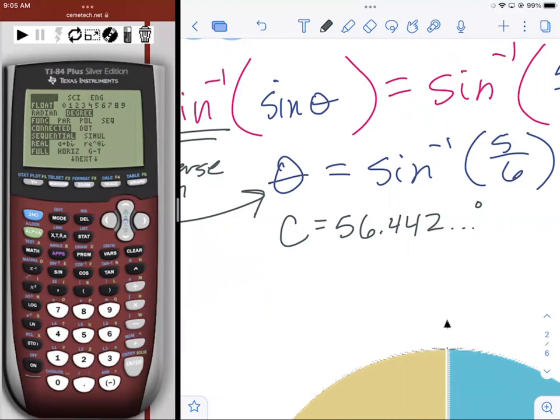Now we'll learn later on why it gives us that one. Because there are infinitely many angles that have sine of 5/6, right? They're all coterminal with each other. Coterminal angles have the exact same trig functions because they terminate at the same place. So of the infinitely many angles, how is the calculator supposed to know which one we want? It's always programmed to give us this one.